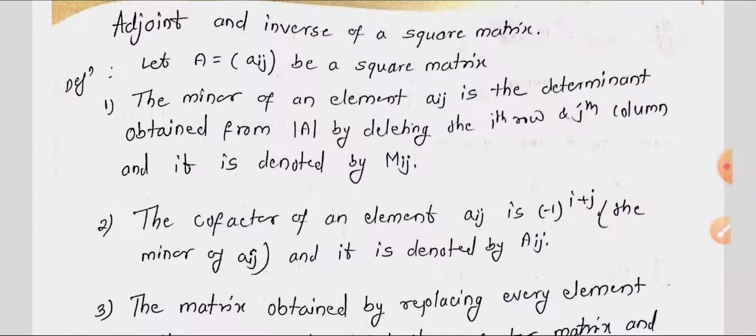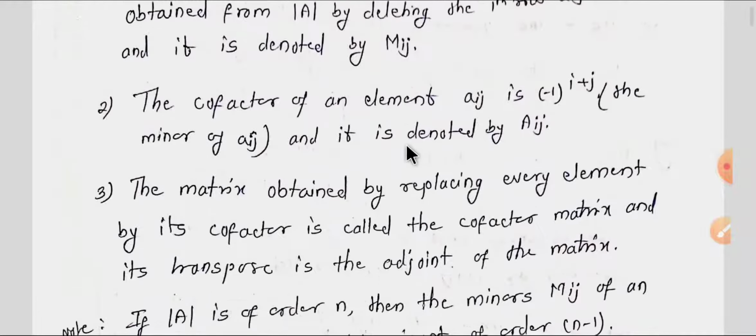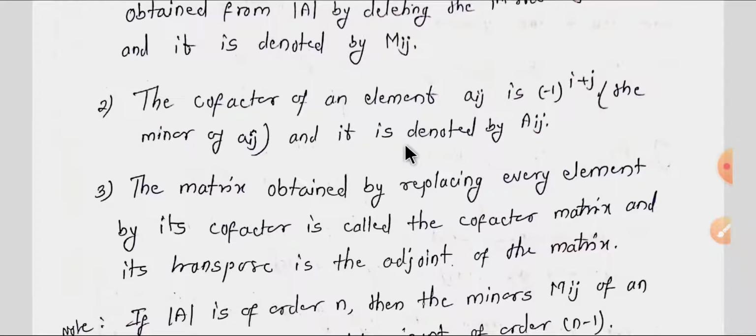This one I will explain in an example. And similarly the cofactor is nothing but the minor with proper sign. Remember simply, the cofactor of element Aij is minus 1 raised to i plus j into the minor of Aij, and it is denoted by capital Aij. And the matrix obtained by replacing every element by its cofactor is called the cofactor matrix, and the transpose of it is the adjoint of the matrix.